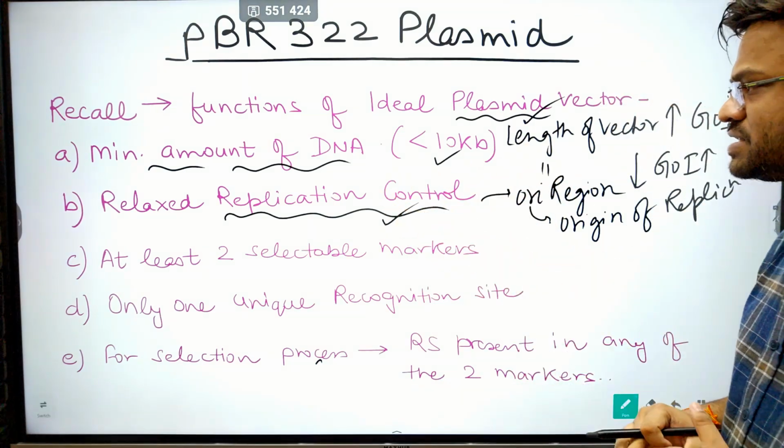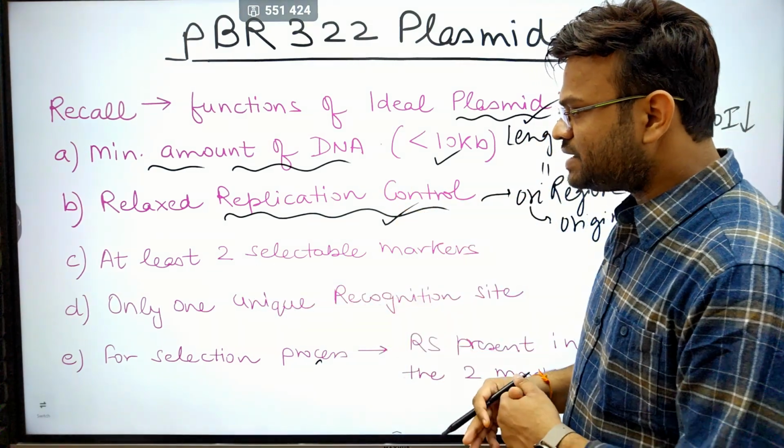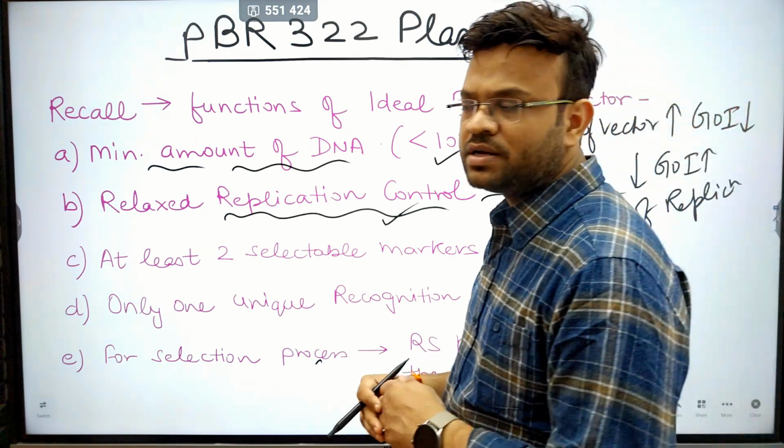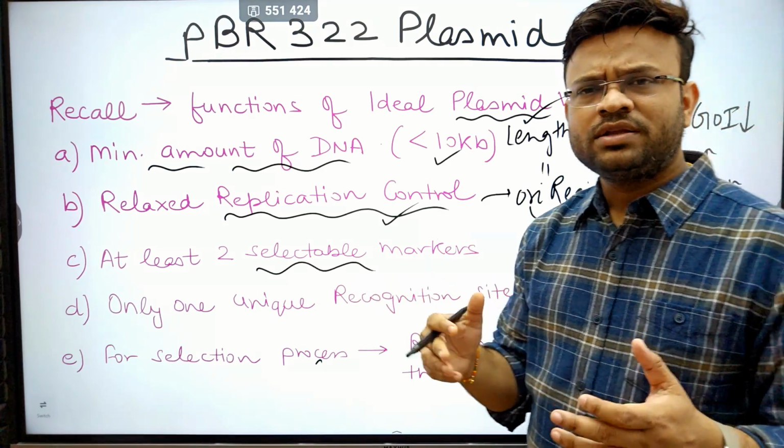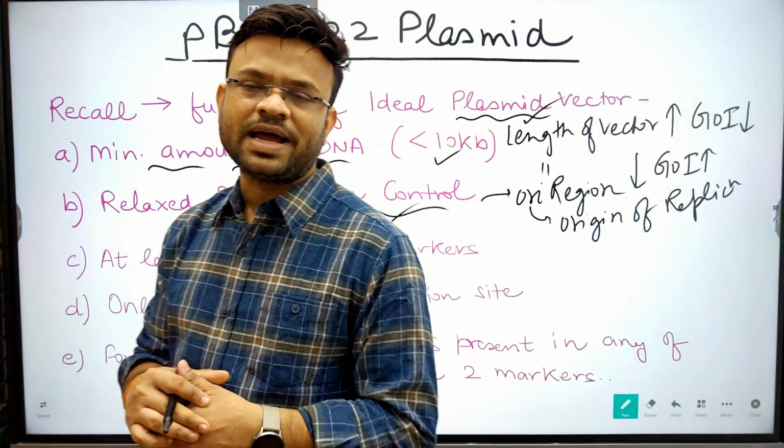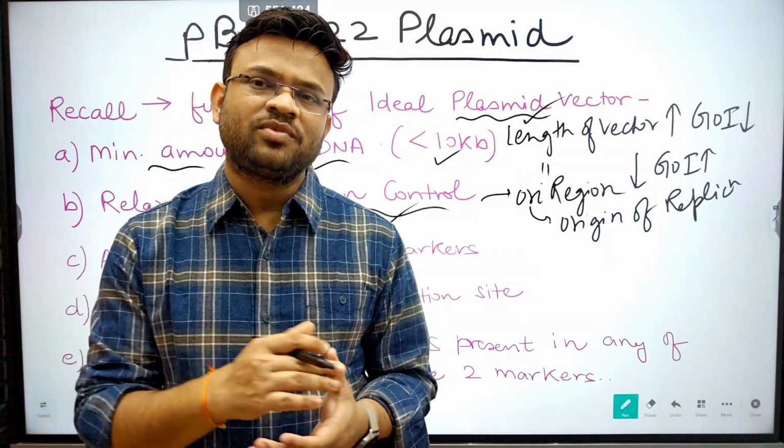So this was about relaxed replication control. Next is that at least two selectable markers should be present. Now what do you mean by selectable markers? There are two concepts over here, selectable and screenable.